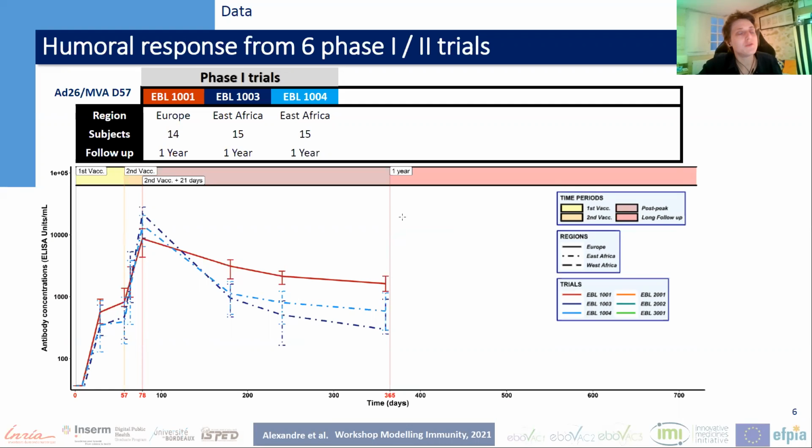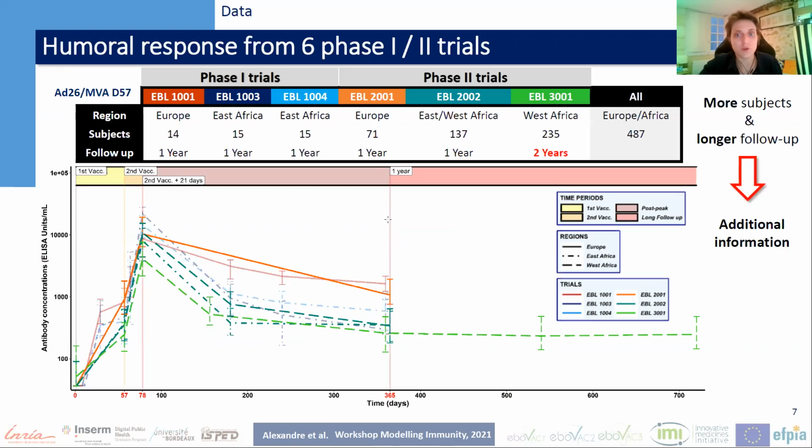In addition to the phase 1 trials, we also use data from 3 phase 2 trials: EBL2001, gathering more than 70 European subjects, EBL2002 with 137 African subjects, and EBL3001 gathering more than 2,030 subjects. In this specific trial, subjects were followed up to 2 years. At the end, we have approximately 500 European or African subjects followed between 1 and 2 years, which should provide us more information than just considering phase 1 trials, and we should learn more about the longevity of the humoral response.